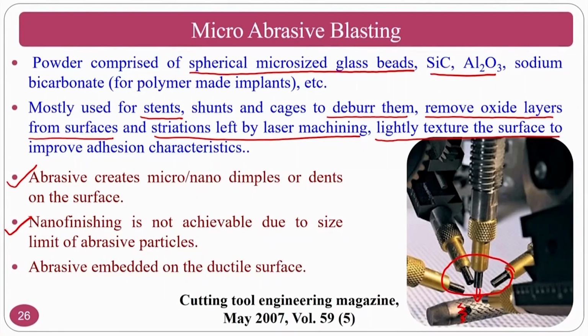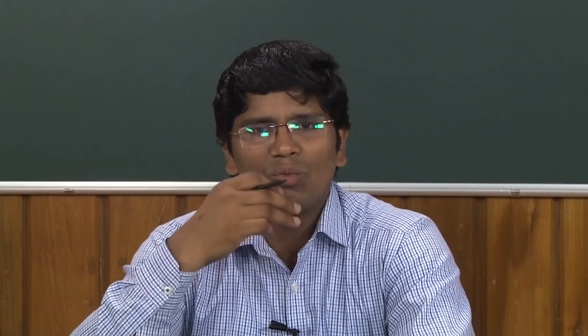The abrasive embedded on the ductile surface. Normally, if at all I want to do this particular blasting for aluminum, this type of ductile materials, what will happen? Whenever you impinge, these particular particles will go and embed inside. So that is the biggest problem. Then machining also will become more problematic. So if this is aluminum and an abrasive particle went and sits here or embeds here, the next abrasive particles will come and hit. So rather than creating some pattern on the surface, it will have a deteriorated surface by embedding of a series of abrasive particles. So this is one of the drawbacks of this particular process.